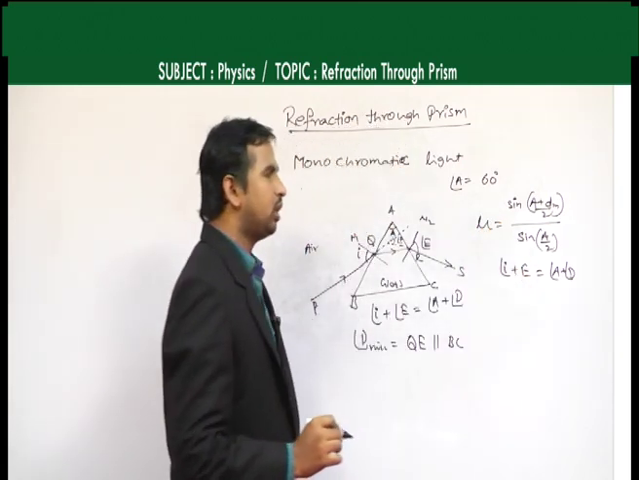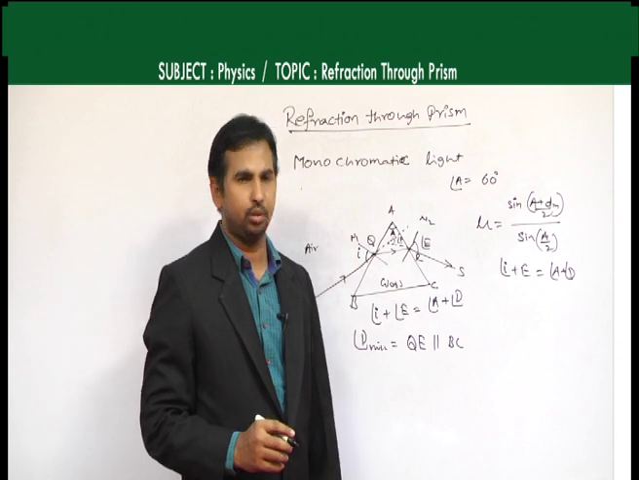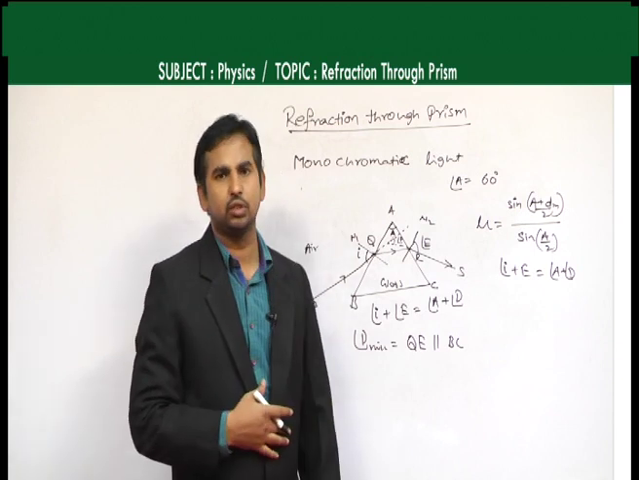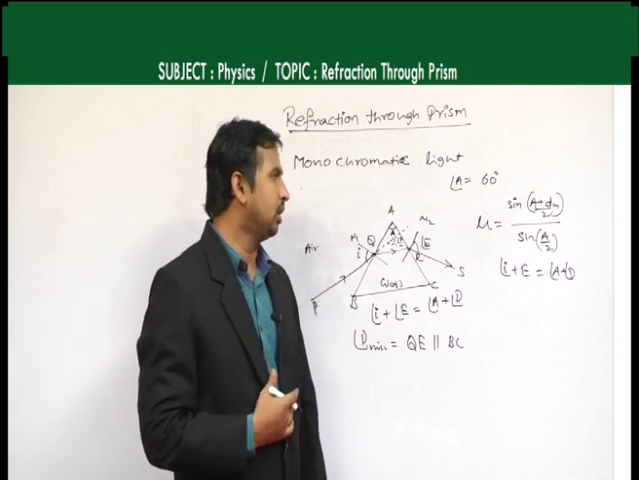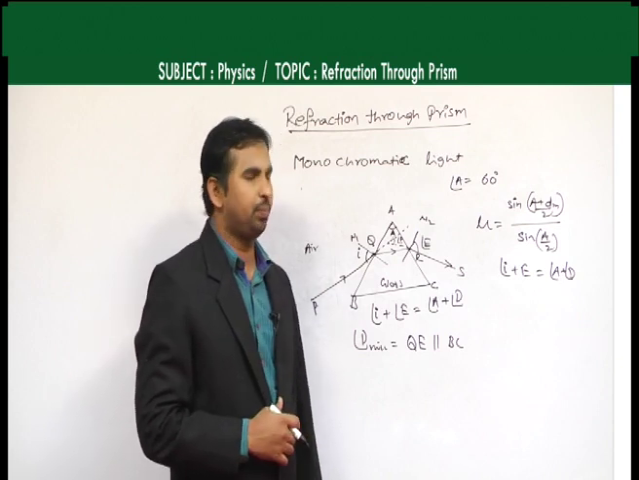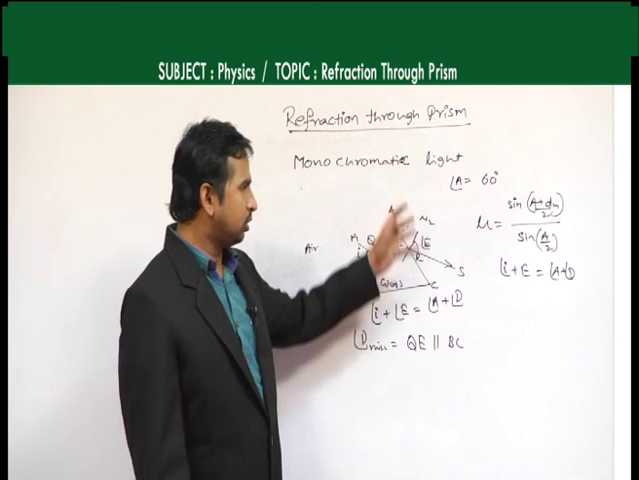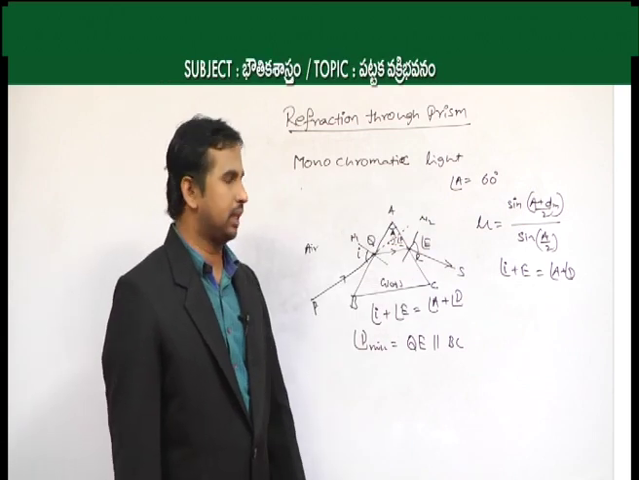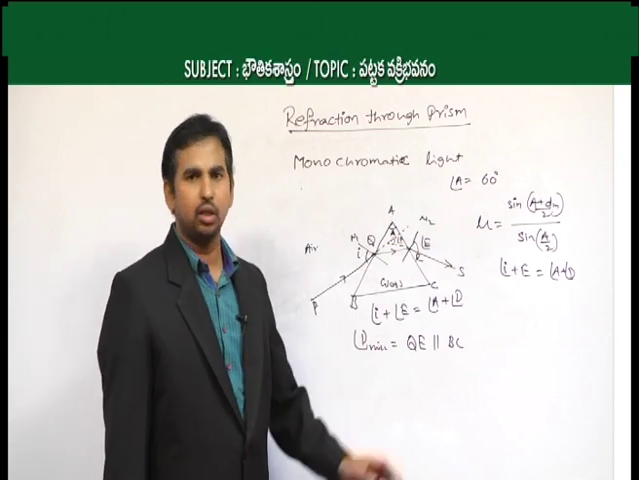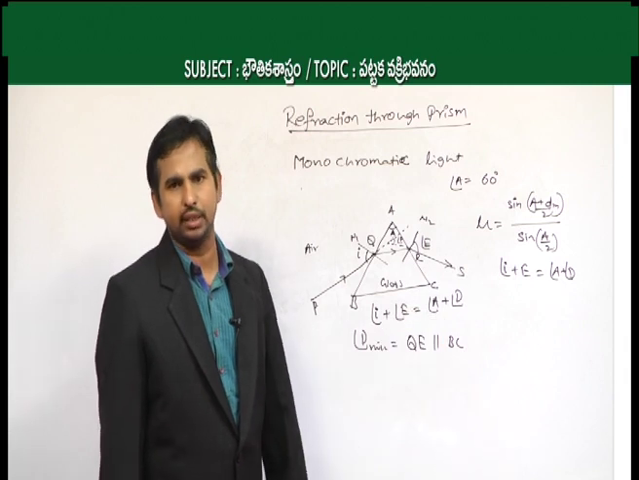This is the refractive index of the material of the prism we are using, or the glass material we are using, mu equal to sine of (A plus dm) by 2 by sine A by 2. Okay. So, these types of questions will be asked in our exam based on the angles and the refractive index.